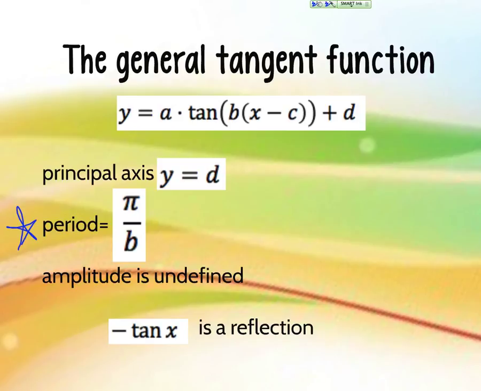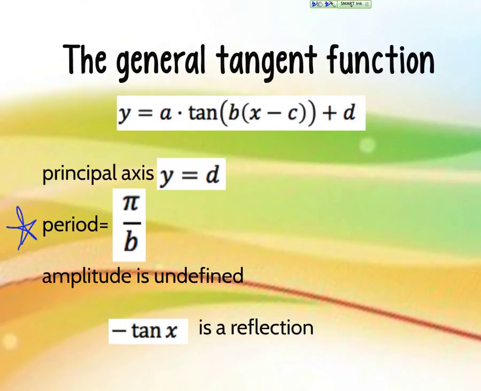The amplitude is undefined because we keep going up and down, but A could affect the steepness. So if you end up having an A that's a big number like 2 or 3, more than 1, it's going to make it steeper. And if you have a number like 1/2 or 1/4, it's going to make it wider. You're not going to see that a lot though, but just in case that pops up, I wanted to mention it again.